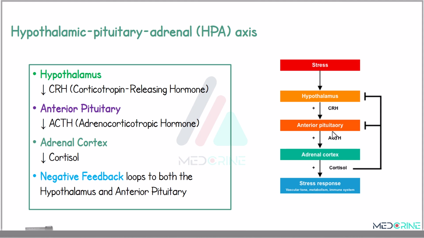The hypothalamic pituitary adrenal, or the HPA axis, is a key hormone signaling pathway. The hypothalamus secretes corticotrophin releasing hormone, or the CRH hormone, which stimulates the anterior pituitary gland to release adrenocorticotrophic hormone, or ACTH, and then this ACTH hormone acts on the adrenal cortex to produce cortisol. Cortisol then exerts a negative feedback on both the hypothalamus and the anterior pituitary gland, maintaining the balance in the system.